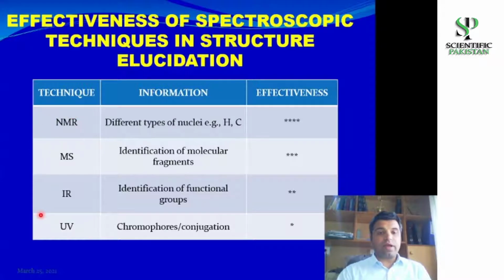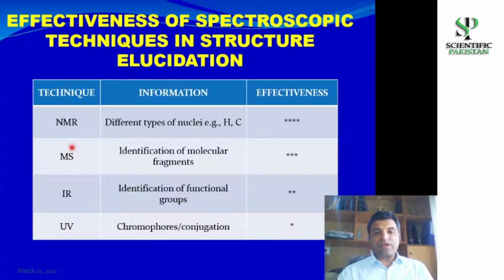4 of them are NMR, mass, IR, and UV. These techniques complement each other in elucidating the structure, or determining the structures, of the molecules. But are they equally important, or equally effective in elucidating the structures of the molecules? Let's grade them in their effectiveness in structure elucidation.